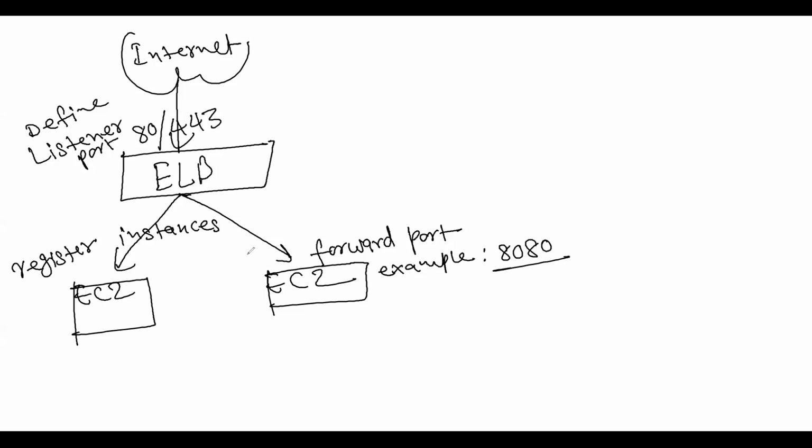So I have registered the instances to ELB and defined the forward port. And here we defined the listener port. So whatever requests are coming from the internet to ELB, instances have been registered to that ELB. There is a forward port on which applications should be listening, say for example 8080. It can be different as well. Now this ELB looks like one, but it's not one actually.